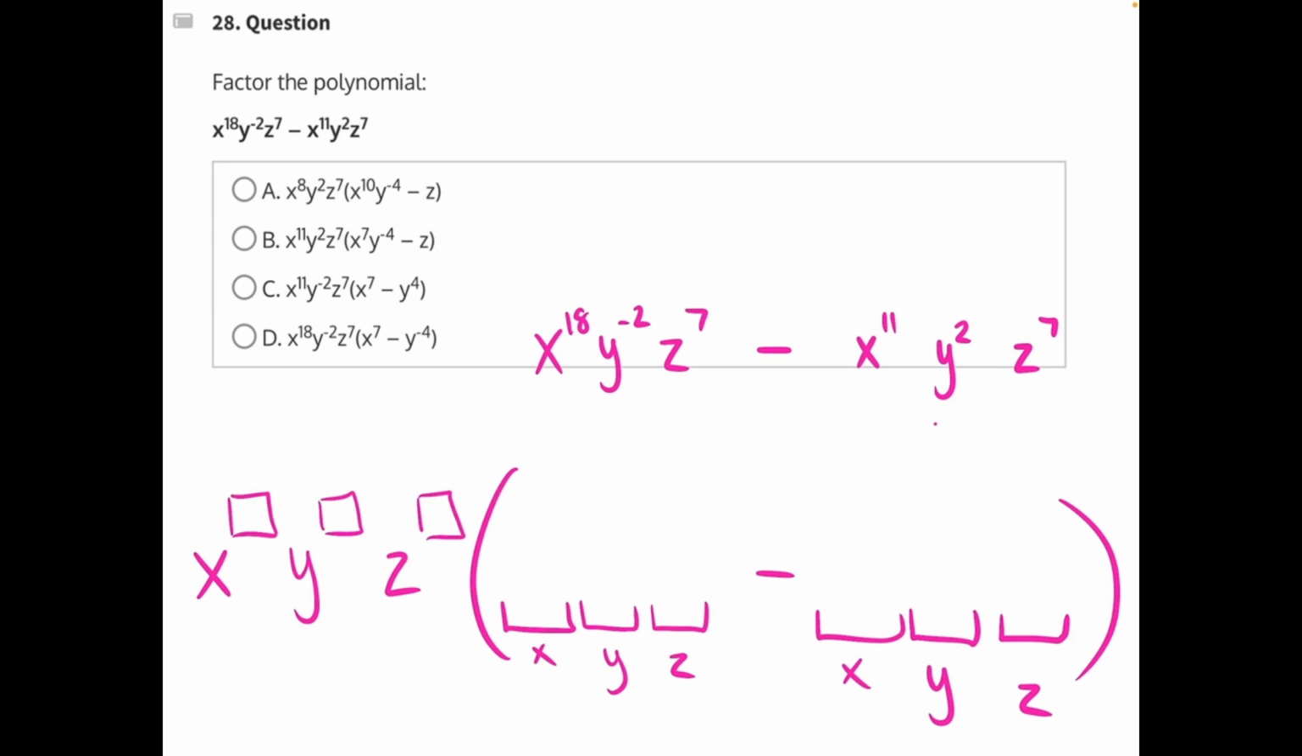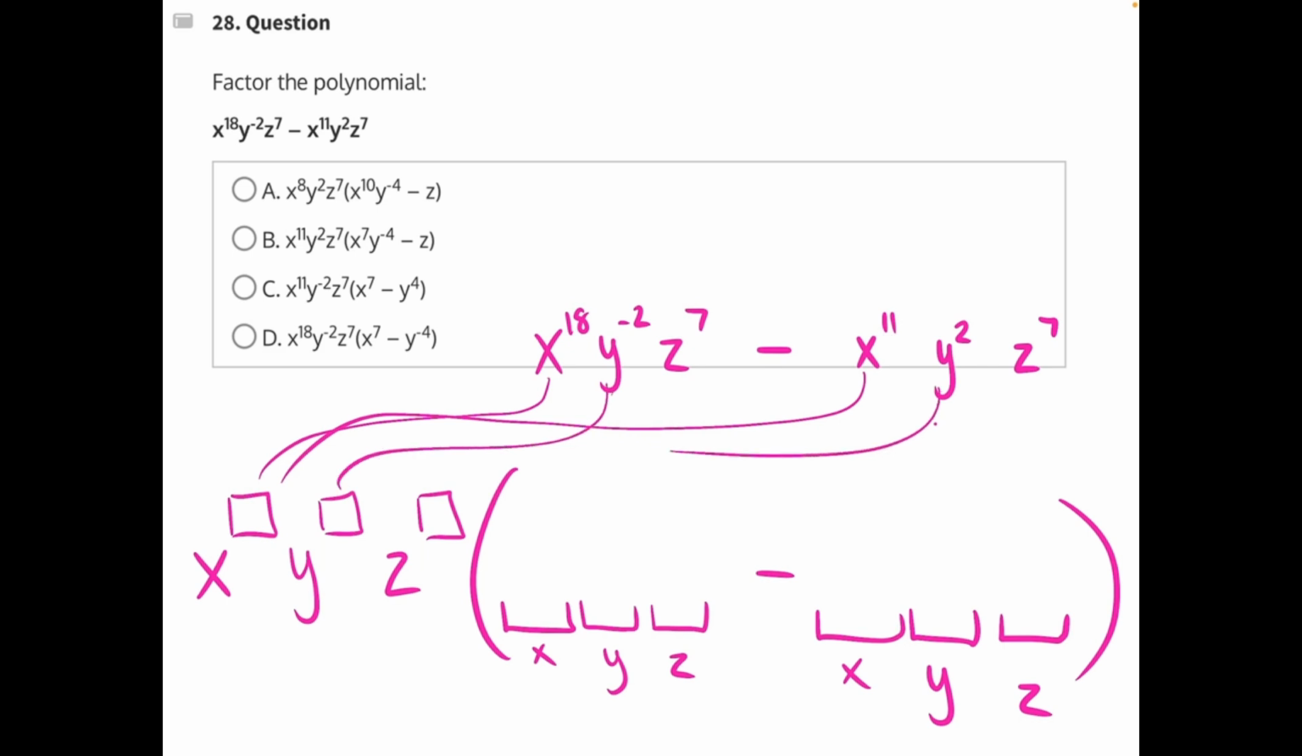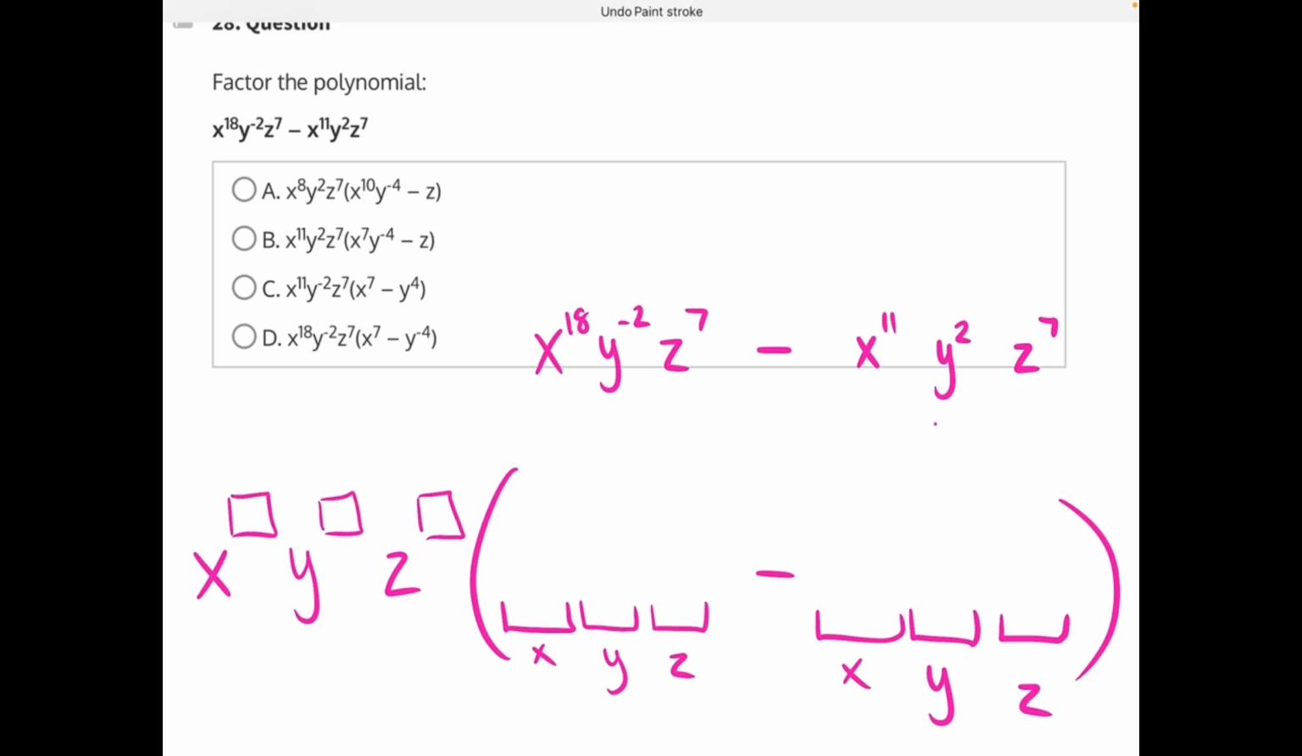Factor the polynomial. In order to factor this polynomial, we're going to need to pull out three greatest common factors. A greatest common factor for our two x variables, a greatest common factor for our two y variables, and a greatest common factor for our two z variables. Each of these greatest common factors is going to have their own exponential power that we'll need to figure out. And then once we factor all of that out, we need to figure out what is left over inside the parentheses. And those two things combined will give us our final answer.